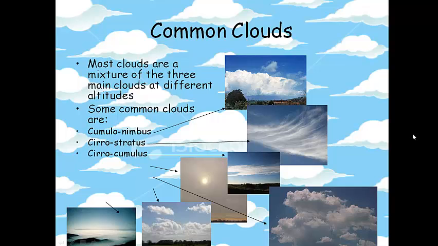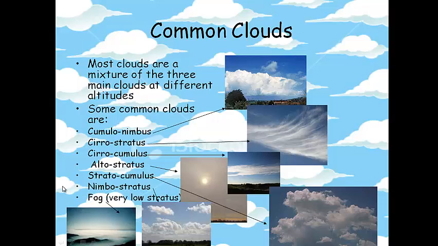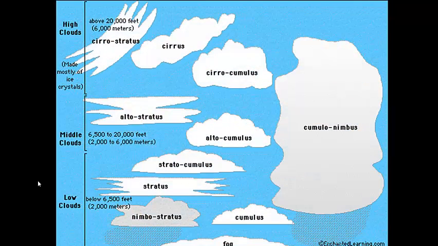Cirrocumulus, altostratus, cumulostratus, nimbostratus, and fog, which is the low stratus clouds. They don't get a special name though. And on your diagram on your notes, notice how there are different cloud types at different altitudes and based on their shape. On your diagram, draw in a fog cloud at the bottom of the illustration.